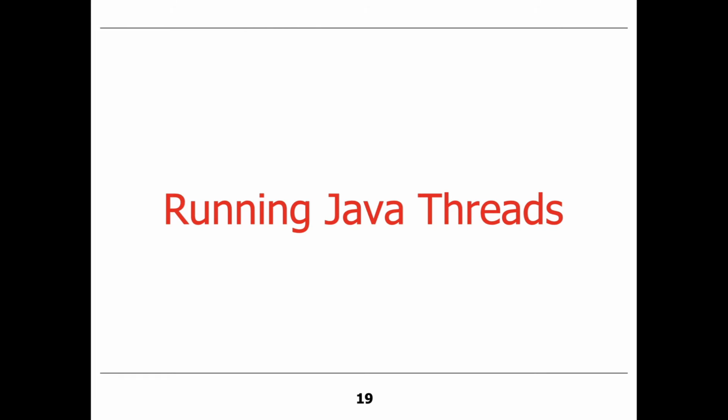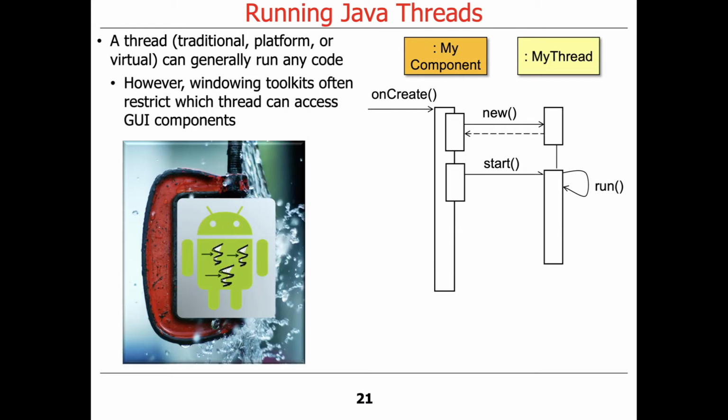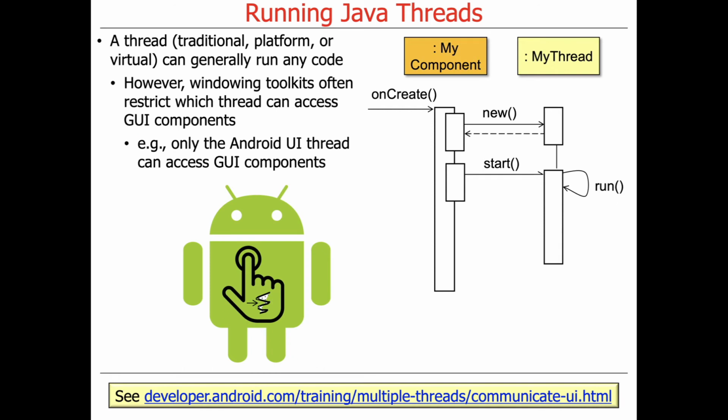Irrespective of whether you have a virtual thread or a traditional platform thread, when things start to run, it all works more or less the same. The idea is you can pretty much run any code within the run hook method. So the code that goes here can pretty much be anything. There are often some constraints or restrictions provided by windowing toolkits, which say you can only have certain operations accessing GUI components in a designated thread, typically called the user interface thread, the UI thread. That's the main constraint you'll find in most threading libraries. In particular, in Android, only the user interface thread can access GUI components. We'll talk more about that when we get further along.